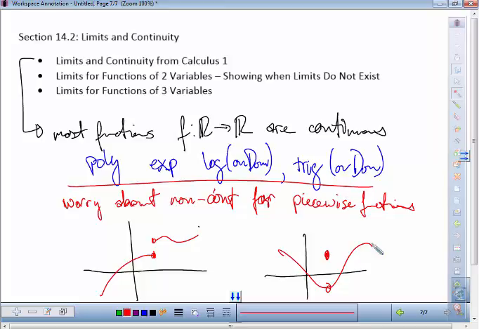So let's take a look at what happens to limits in higher dimensions and where things can go wrong. I'm not going to talk too much about where it's continuous. I'm more interested in figuring out what happens where it is not or might not be continuous. And let's first take a look at limits.